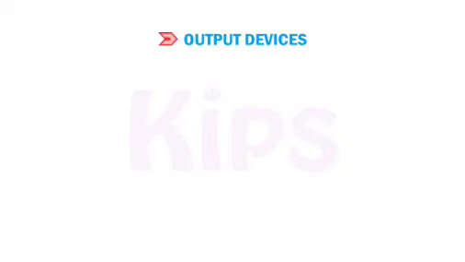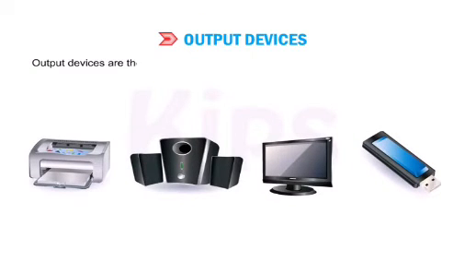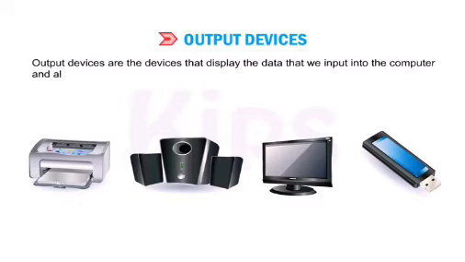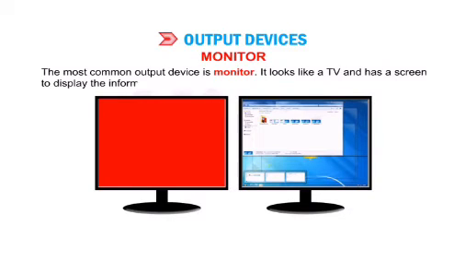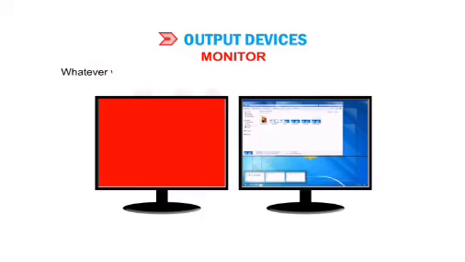Okay, now children, let us talk about output devices. Output devices are the devices that display the data that we input into the computer and also the results that we get after processing. The most common output device is monitor. It looks like a TV and has a screen to display the information. Whatever we type through the keyboard gets displayed on the monitor.